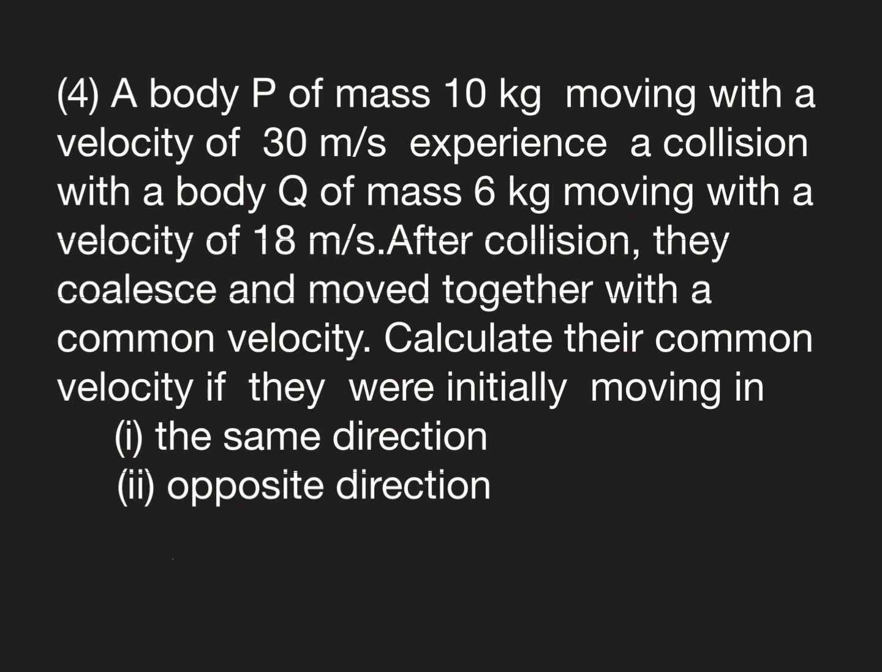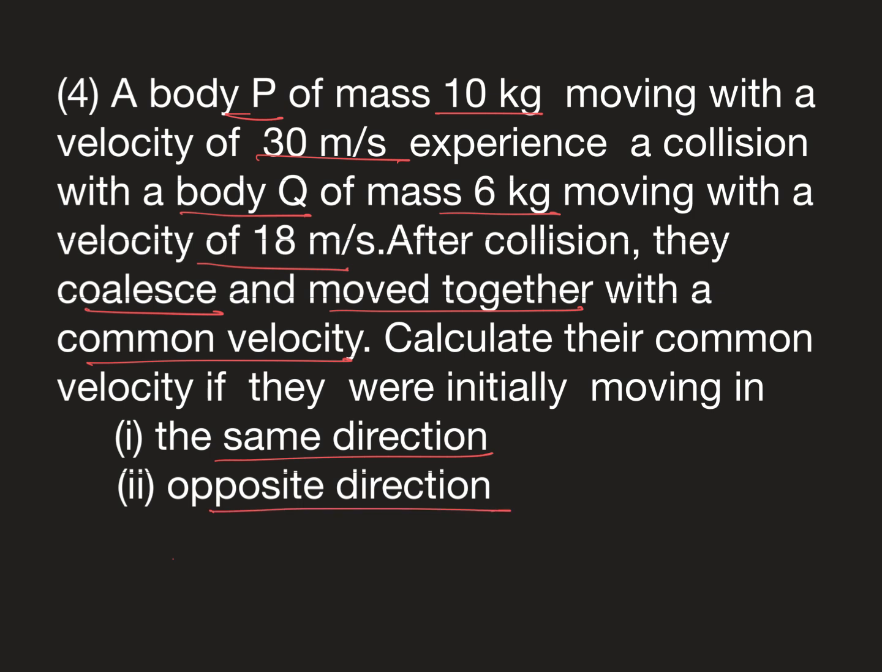Welcome back. We have a problem here and it reads: a body P of mass 10 kilograms moving with a velocity of 30 meters per second experiences a collision with body Q of mass 6 kilograms moving with a velocity of 18 meters per second. After collision, they coalesce and move together with a common velocity. Calculate their common velocity if they were initially moving in the same direction or in opposite direction.